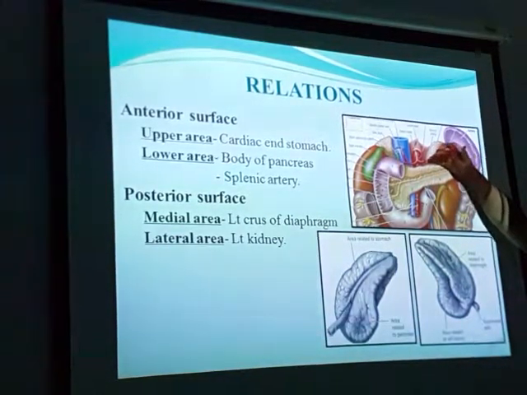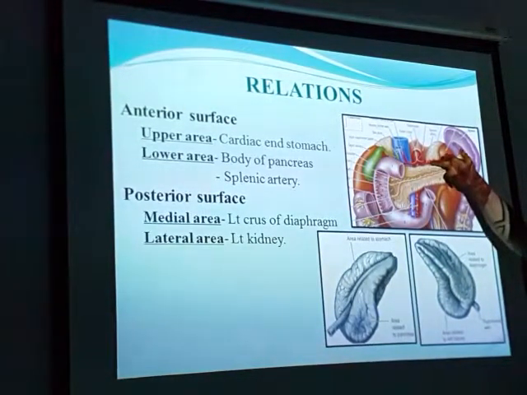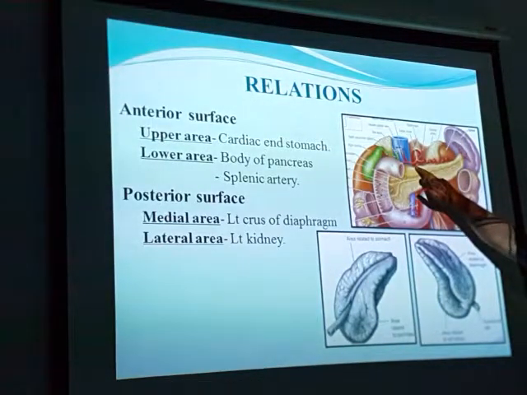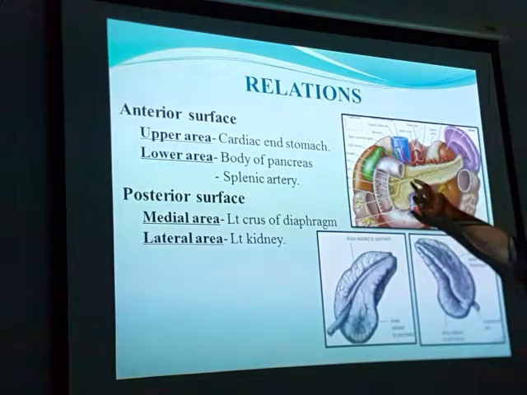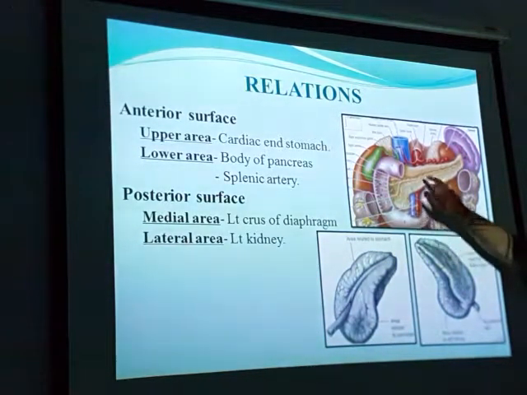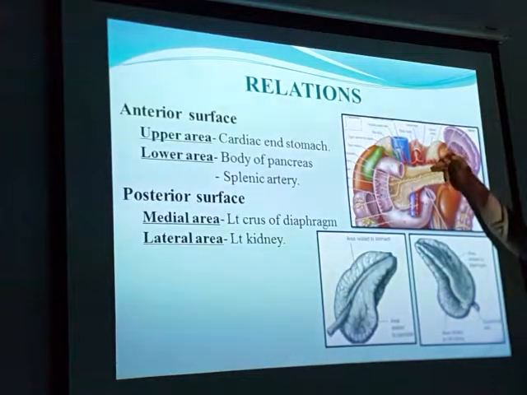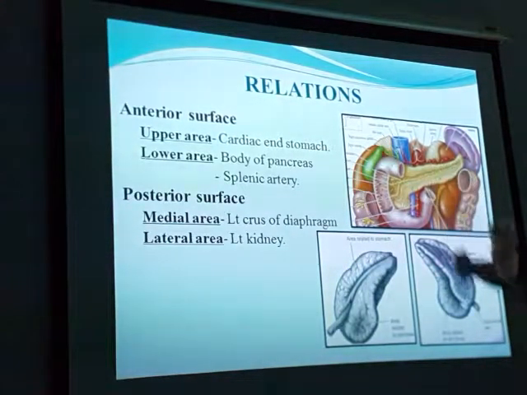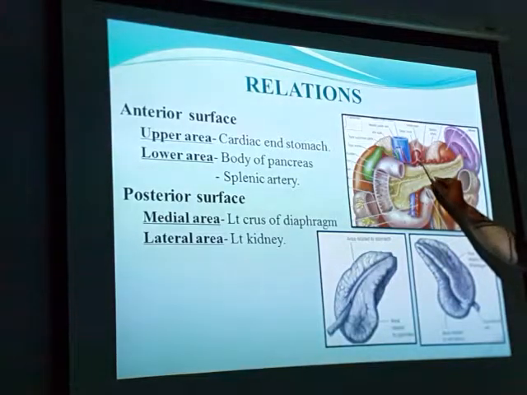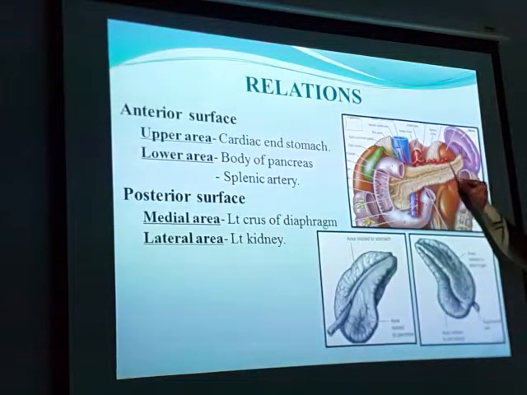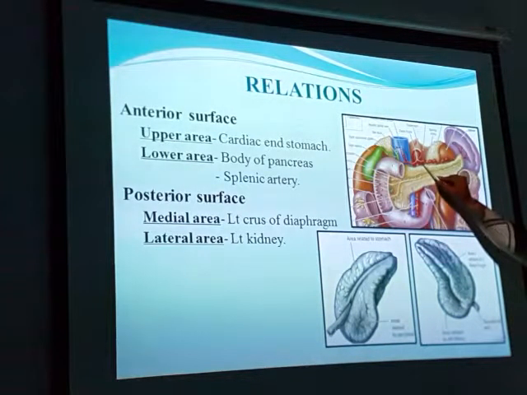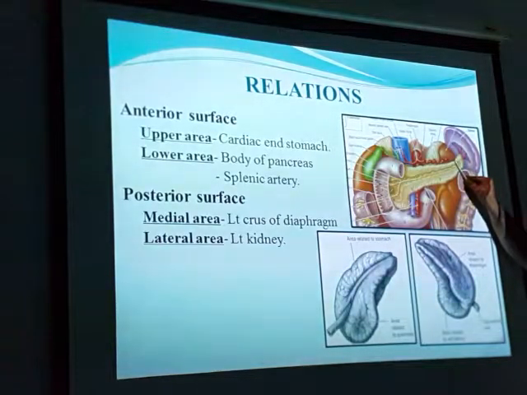Whereas the lower part of the left suprarenal gland, what is this? This is the pancreas and the duodenum, isn't it? So the lower part is related with the body of the pancreas and the splenic artery. This is the spleen and the splenic artery.